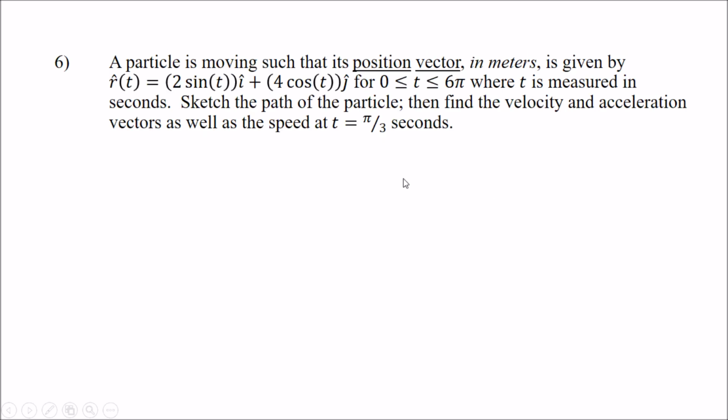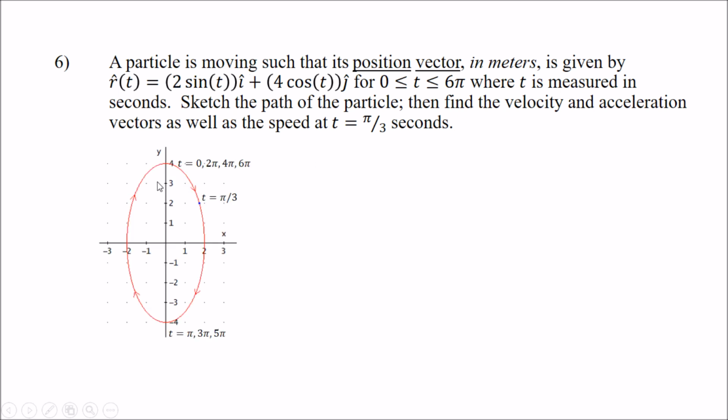Here's another application. Suppose we have a particle moving such that its position vector in meters is given by r of t equals 2 sine t i plus 4 cosine t j. Again, that's written as a linear combination, for t between 0 and 6 pi, where t is measured in seconds. First, sketch the path of the particle, then find the velocity and acceleration vectors as well as the speed at t equals pi over 3 seconds. Well, here's first the graph.